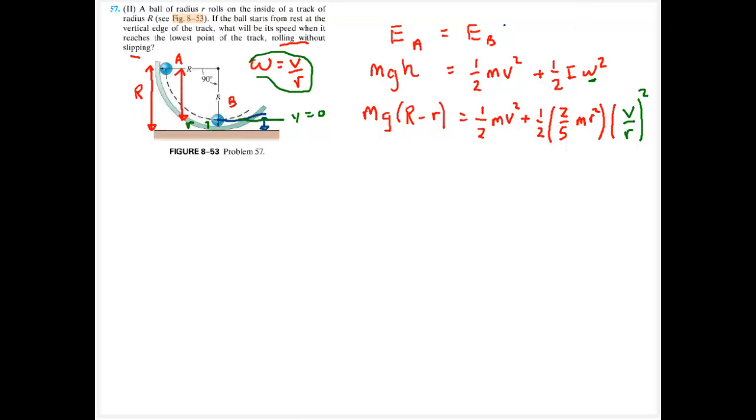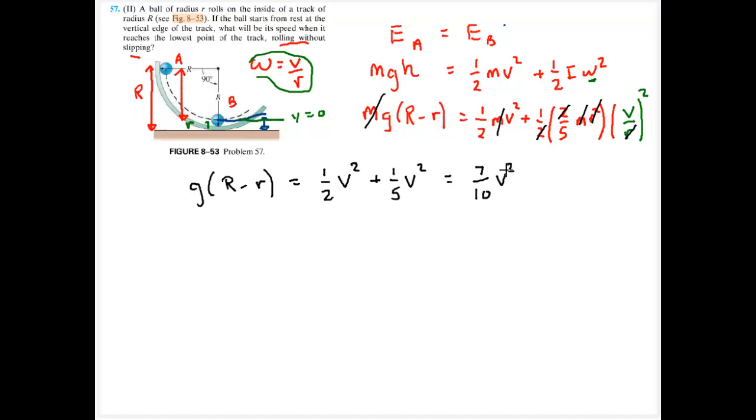Now this may look like a big nasty equation, however I can cancel my masses out. I can take this radius squared and cancel it with the other, and lastly, I can cancel that 2 out. So what I'm left with is g times big R minus little r is equal to 1/2 velocity squared plus 1/5 velocity squared. I can very easily add 1/2 plus 1/5. That's going to give me 7/10 of the velocity squared.